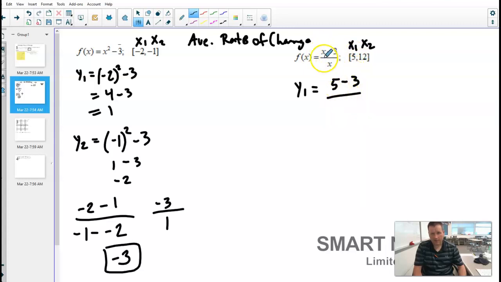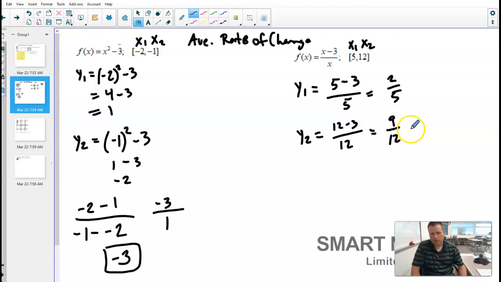I'm going to put 5 in for that. So 5 minus 3 all over 5. And so this is going to give me 2 over 5. Okay? And then to find my y2, I'm going to go 12 minus 3 over 12. And so that's going to give me 9 over 12, which simplifies to 3/4.